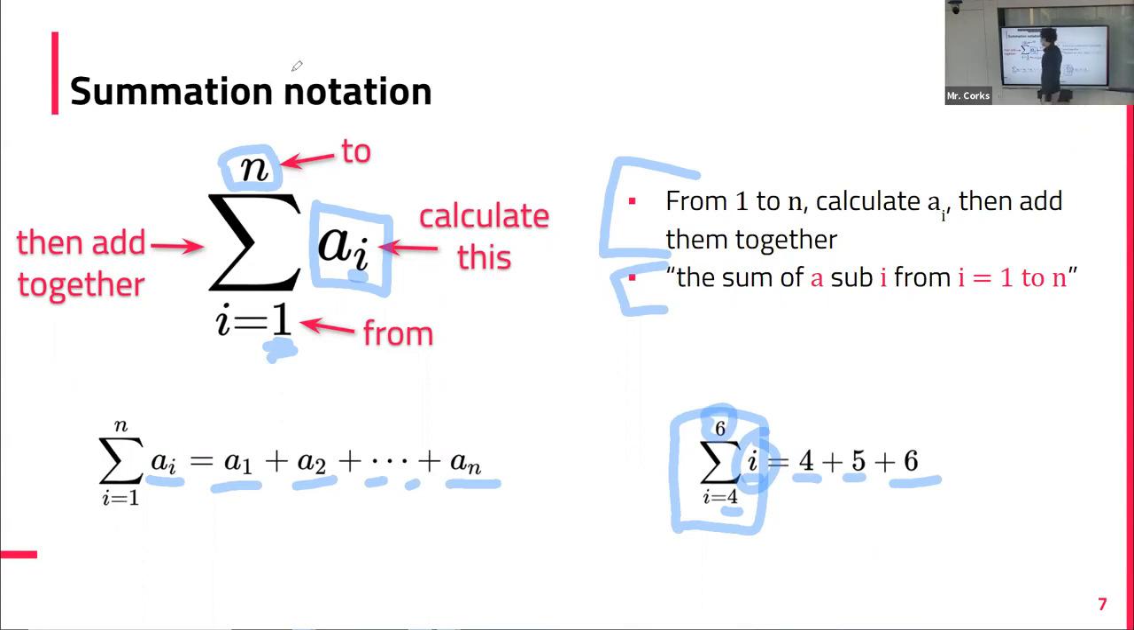So, not too complex, but it's a nice, compact way of writing a very large sum of a whole bunch of terms being added together. We can represent a complex idea with just one little small thing like this. So, efficiency.